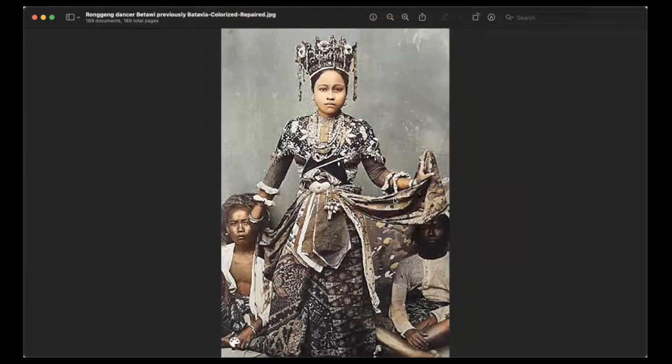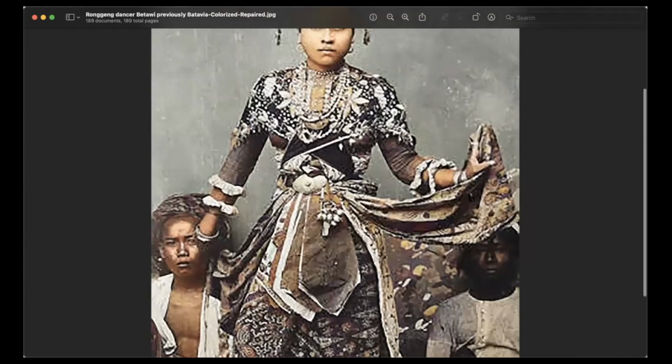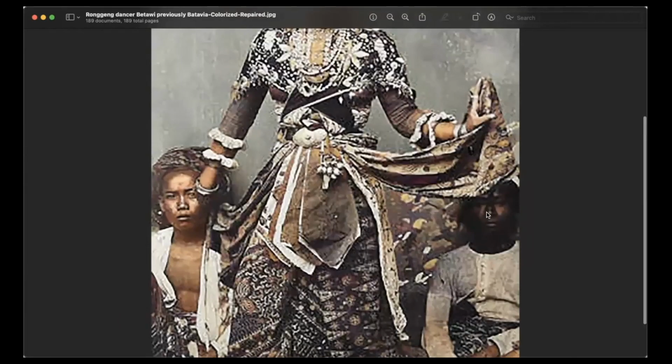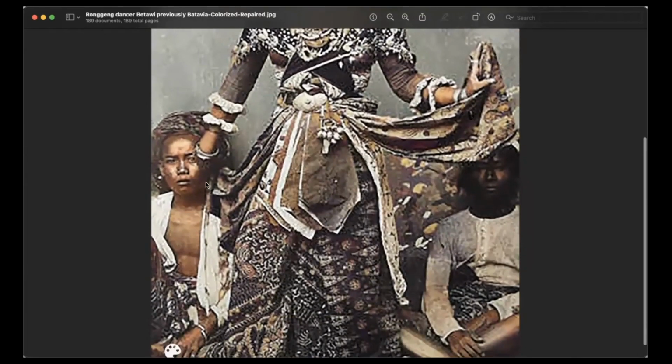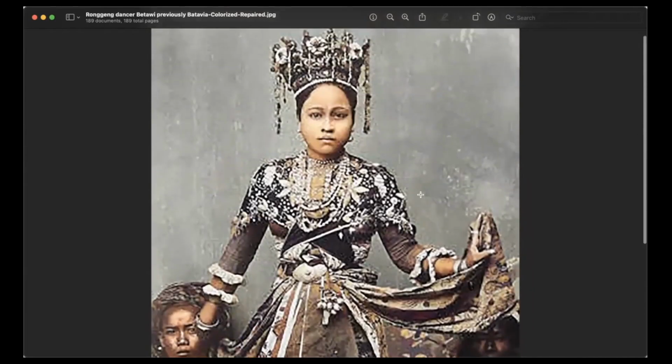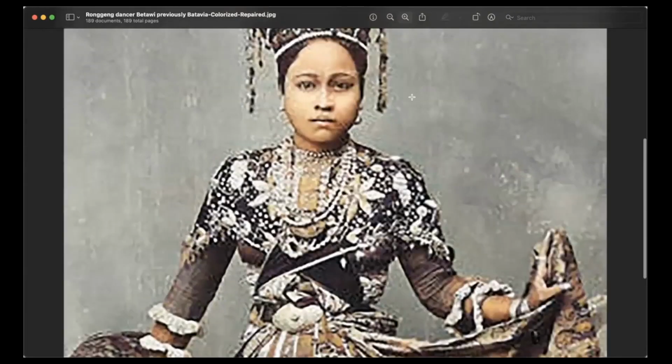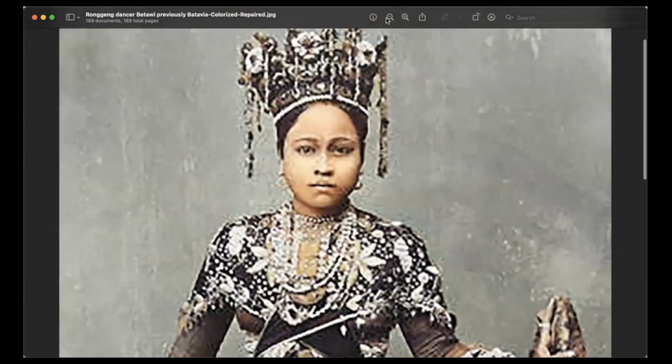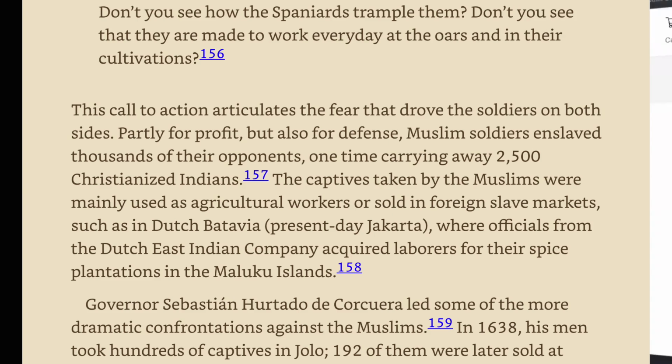Here we have a Ronggeng dancer, Betawi, previously Batavia. This is in Jakarta, Java. This is a Javanese dancer, all right, with her Javanese servants or something. Look at that. Look how swarthy they are. Again, they don't show us Javanese like this today. Look at her. She looked like a princess.